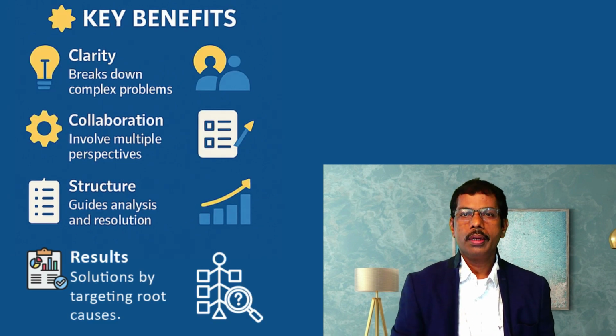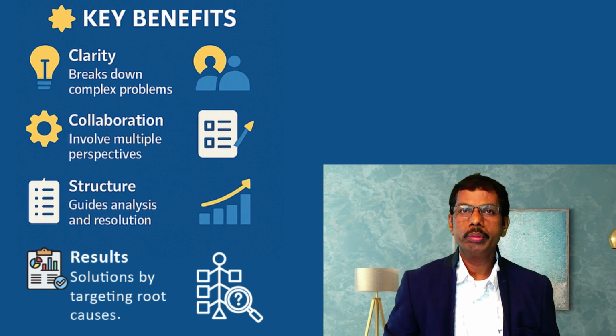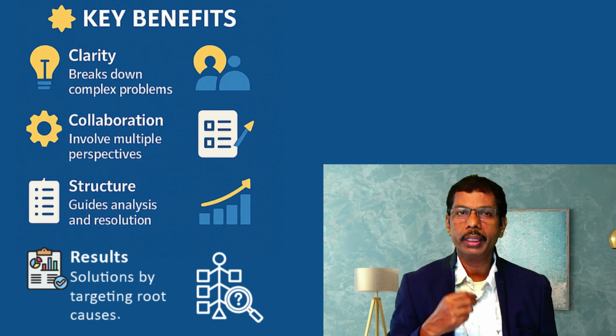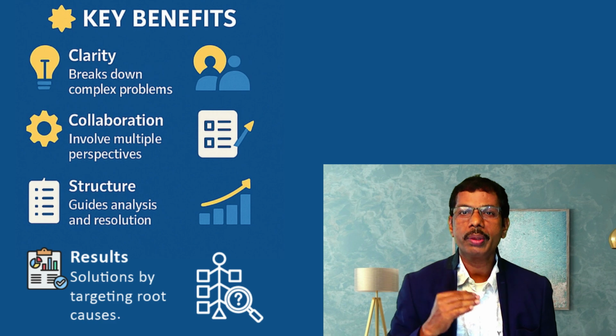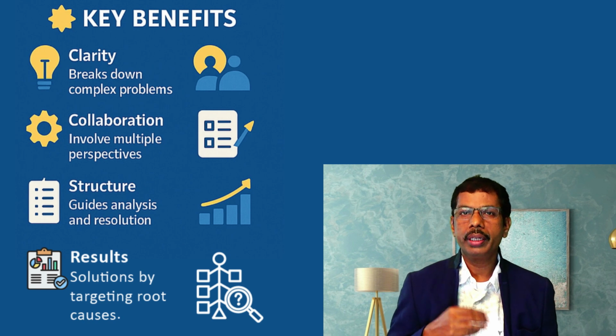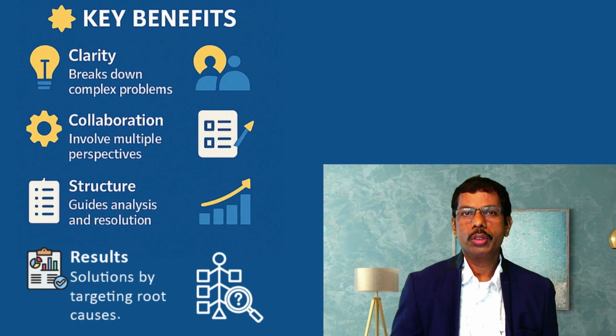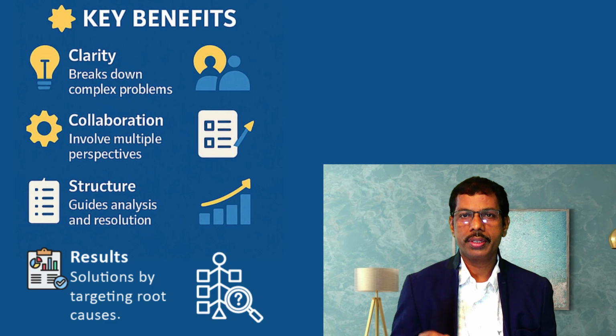So here are the key benefits of the 5 whys and 5 hows method. The first one is clarity. It simplifies complex problems into clear, manageable steps. The second one is collaboration. It brings teams together for diverse insights. The third one, structure. It follows a logical, repeatable process. The fourth one, actionable results. It leads to practical solutions by targeting root causes.